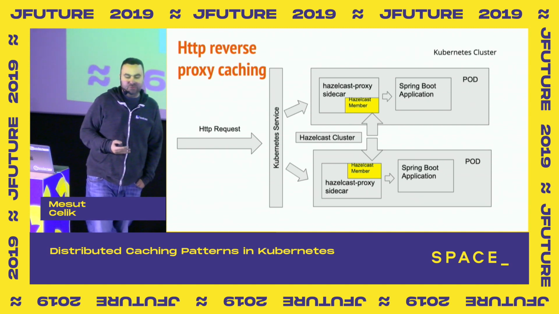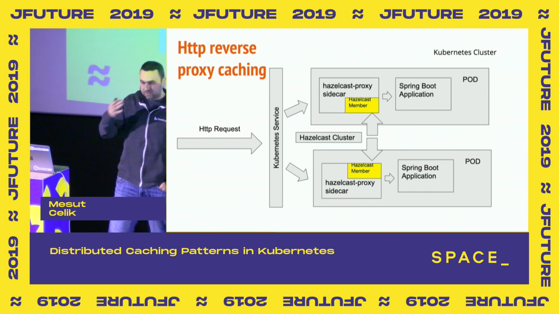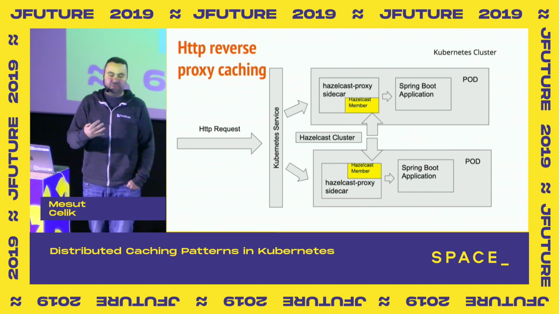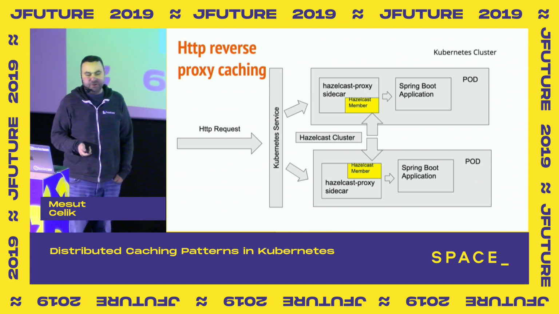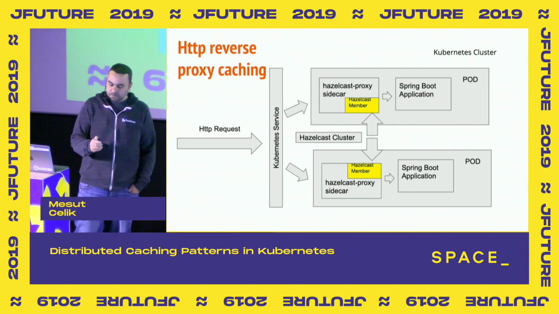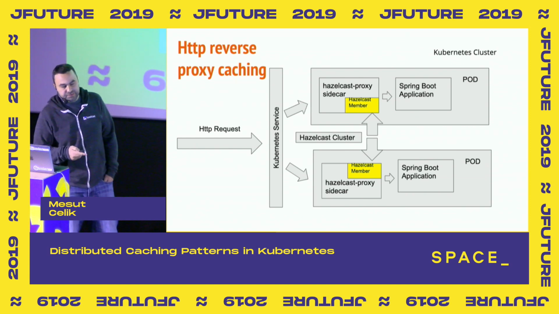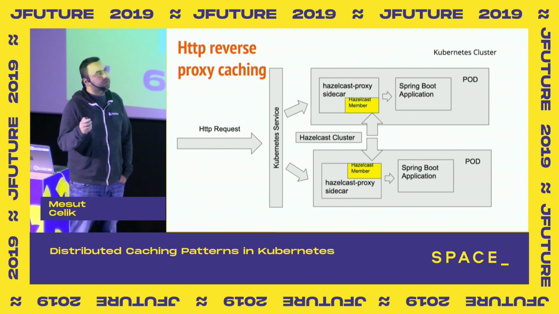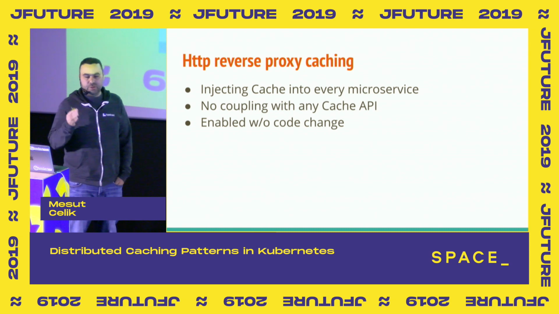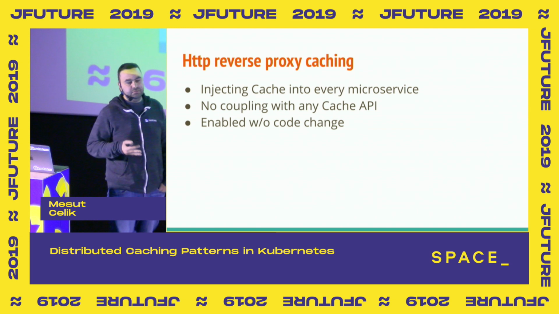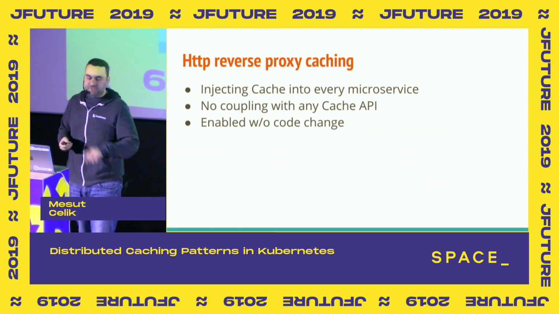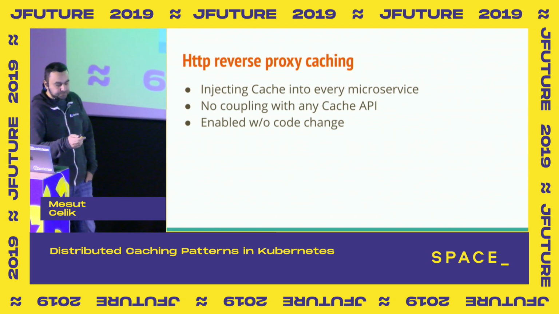If you are using any service mesh or service proxy, then when we implement the integration, you can plug Hazelcast into that. But the advantage of reverse proxy caching is, as I said, you don't have to implement anything inside your microservice, any caching API, and basically you are injecting that feature into your microservice.